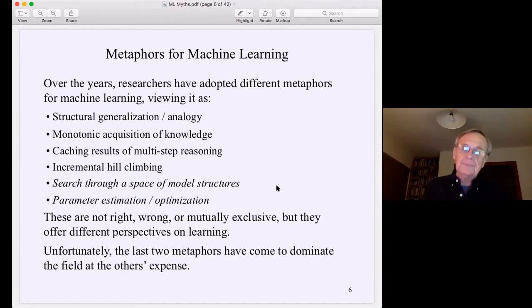A variation on that, but one that has become more widely adopted, is that learning is search through a space of model structures. And I'm not going to talk a lot about it. So that's one that has become very, very widely adopted. Another more recent one is that machine learning is all about parameter estimation and optimization of those parameters. So these are, again, different metaphors, different ways of thinking about learning. They're not right, they're not wrong, they're not even mutually exclusive, but they do offer different perspectives. And one of the problems is that over the past few decades, the last two metaphors have come to dominate the field at the others' expense, so that you don't really hear people talking about the others anymore. We will revisit some of those ideas later in the talk toward the end. But as I go through the history, you begin to see how this happened.